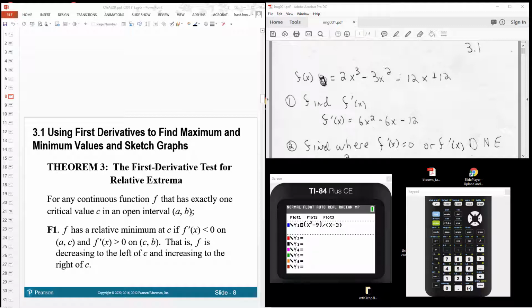So here we have the first derivative test. To find a minimum: f has a minimum at c if the derivative is less than 0 on (a, c) and if f prime of x is greater than 0 on (c, b). That is to say, the slope is decreasing on the left and increasing on the right. So it's going down on the left and up on the right.